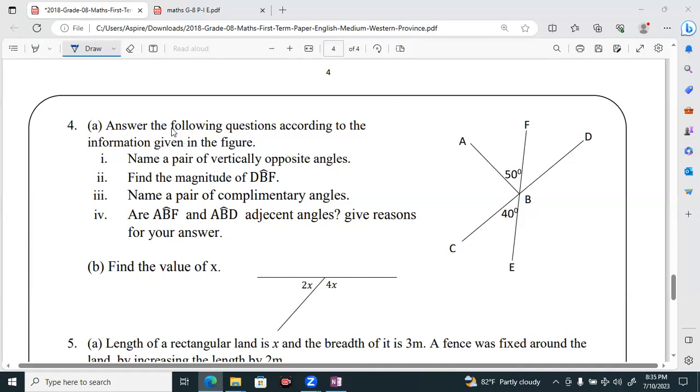Okay, enough now. Answer the following questions according to the information given in the figure. Name a pair of vertically opposite angles. Vertically opposite angles are formed by intersecting two straight line segments. Look at here. This is one straight line segment. It is intersected by the EF straight line segment. Then these two are one pair of vertically opposite angles.